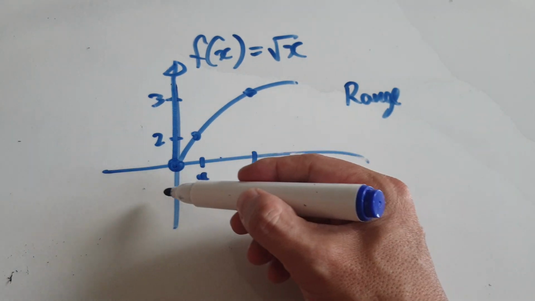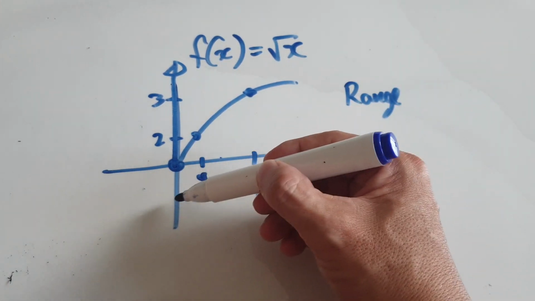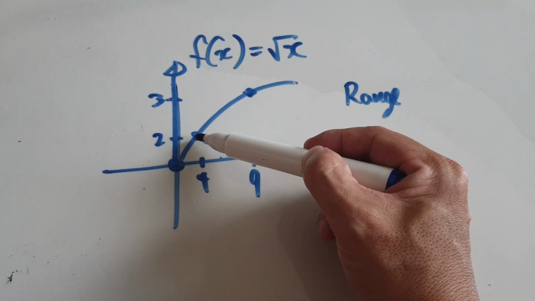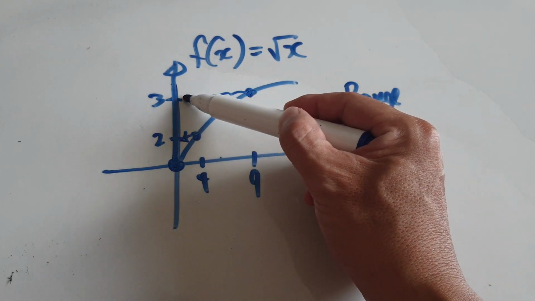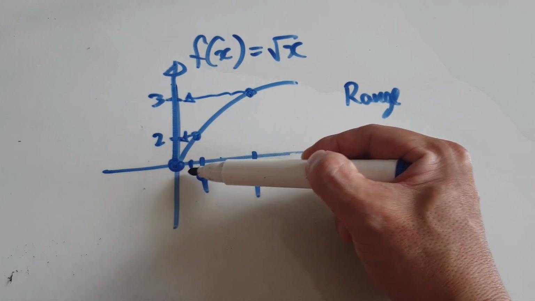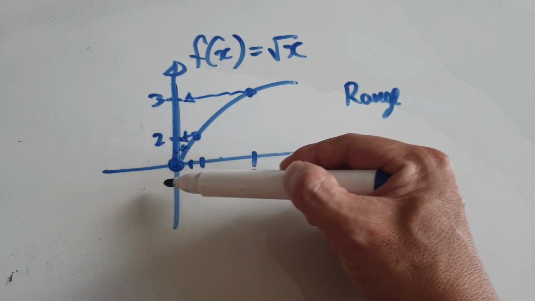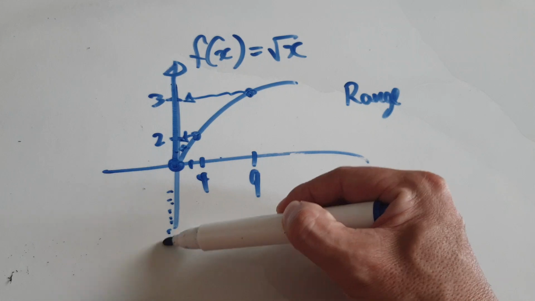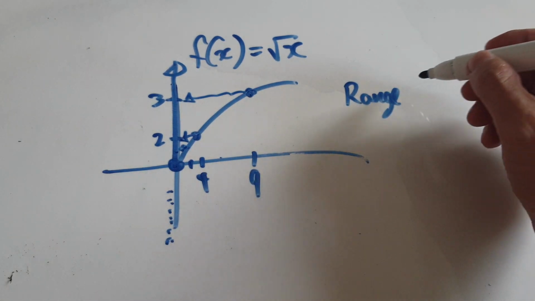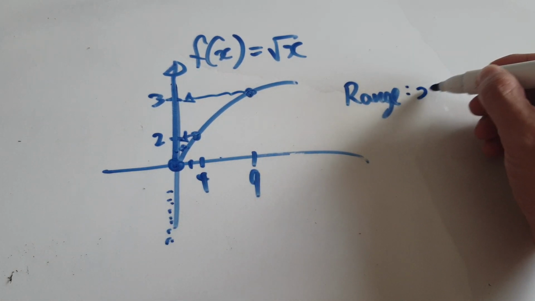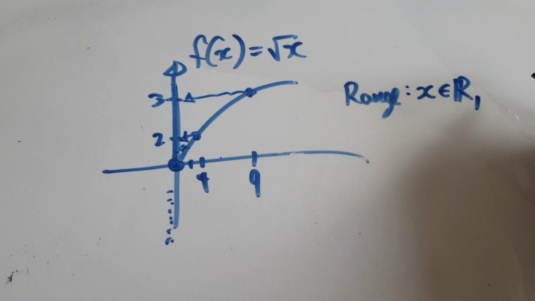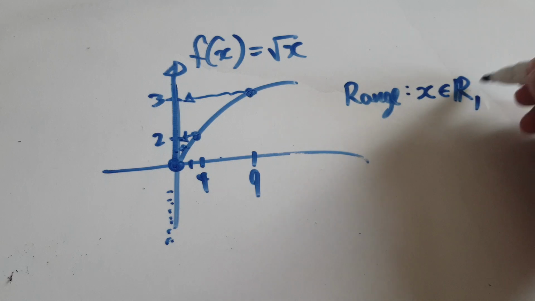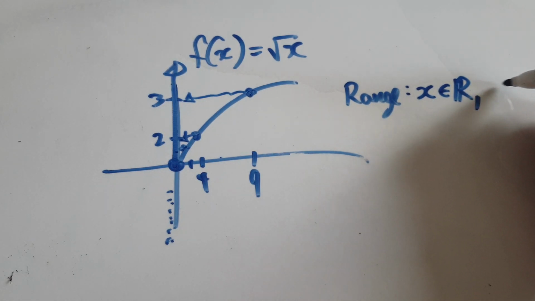It's impossible for the machine to spit out a negative number, because look, the number 4 jumps to 2, number 9 jumps to 3, the square root of 1 is 1, it will jump to 1. It's just not possible for you to spit out a negative number. So when you come to state the range, x belongs to anything on the real number line, and then you would specify your restriction here. x must be greater or equal to 0.